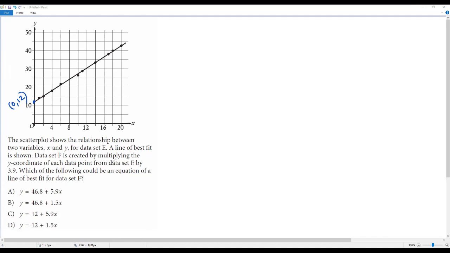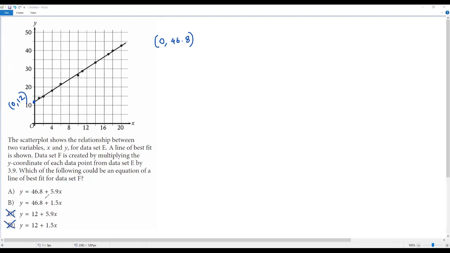Now to get the y-intercept for the line of best fit for data set F, we have to multiply this y coordinate 12 by 3.9. We can keep the x coordinate 0 as it is. When I multiply this y coordinate 12 by 3.9, I am getting 46.8. This is the y-intercept of the line of best fit for data set F. We find the y coordinate 46.8 in answer choices A and B. We can reject C and D.